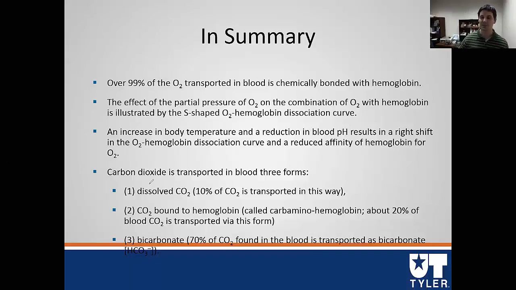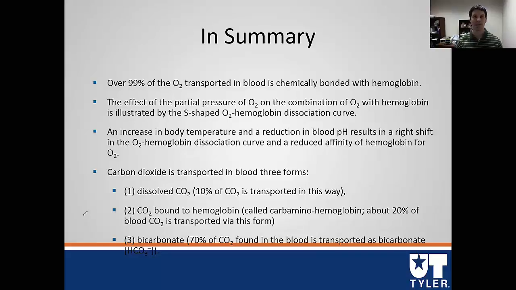And then last but not least, we talked about carbon dioxide and its three transport mechanisms. 1, directly dissolved in plasma. 2, bound to hemoglobin as carbaminohemoglobin. But 70% is essentially formed through bicarbonate, right?